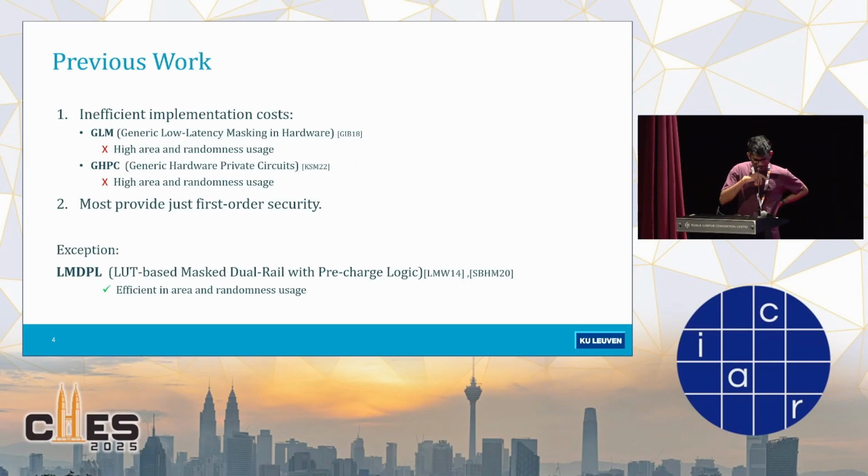So there are some previous works on low latency masking. The two popular ones, I think, are from 2018, which is GLM, and 2022, which is GHPC. So usually there is a theme that whenever you try to reduce one metric, the other two metrics increase a lot. So when you try to reduce latency, then the area and the randomness usage increase by a lot. And most provide first order security, and the only exception to this is LMDPL, which is very efficient, and it's also more efficient than our scheme. By the time of writing this paper, it was only limited to first order of security, but I think in this session you will also see higher order.